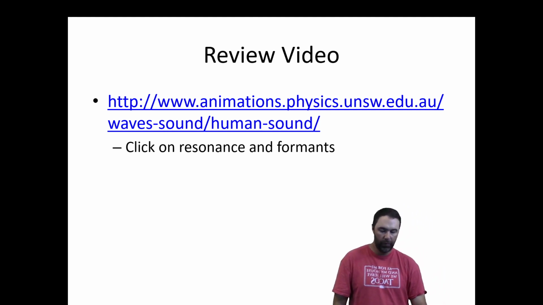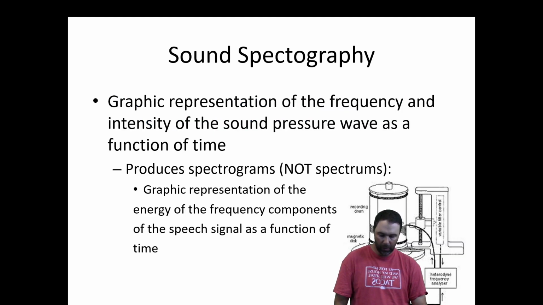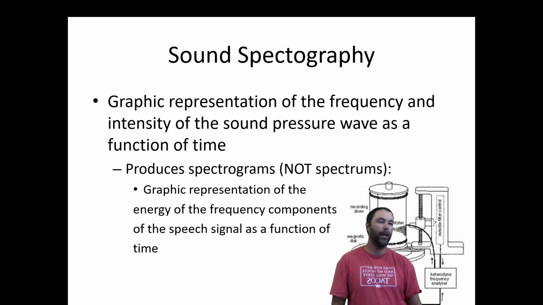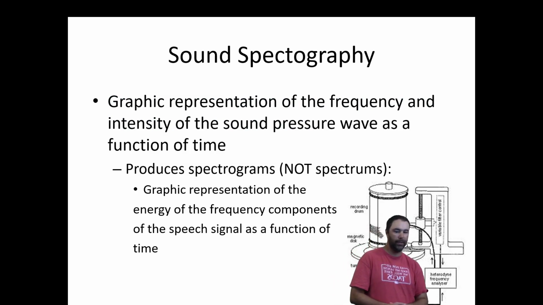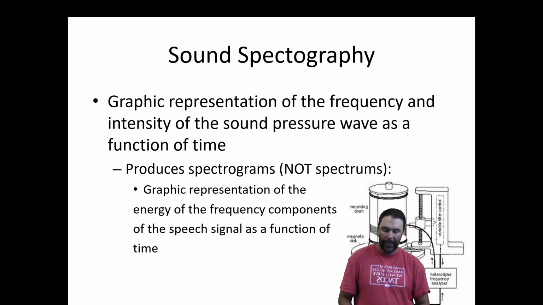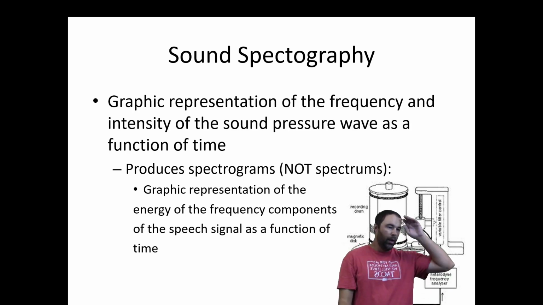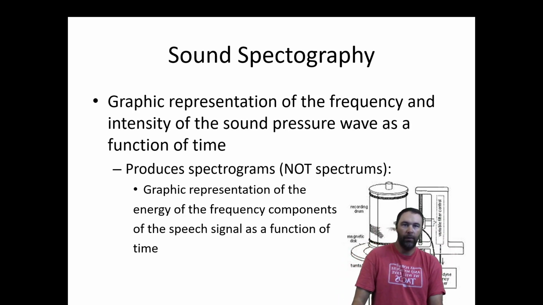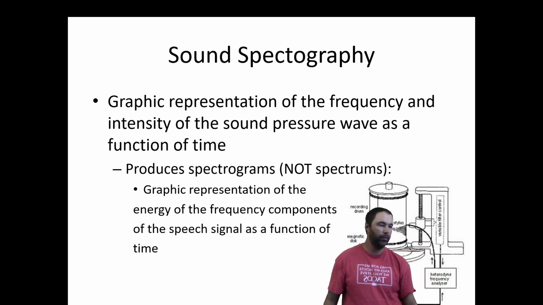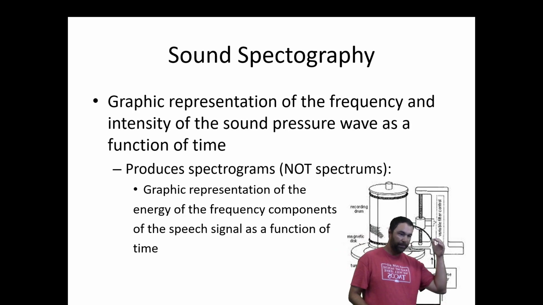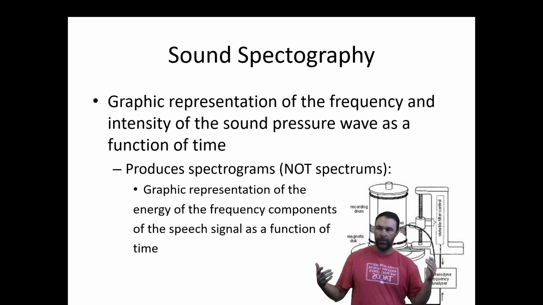Now let's move into what we're talking about with spectrography, which is the way in which we visualize these types of things. Sound spectrography is a graphic representation of the frequency and intensity of the sound pressure wave as a function of time. In the 40s, there were some scientists working for Bell Labs, and there were some others internationally, and it was born out of war. We were basically trying to determine, whenever we got an enemy audio recording, whether or not it was who was speaking on it.